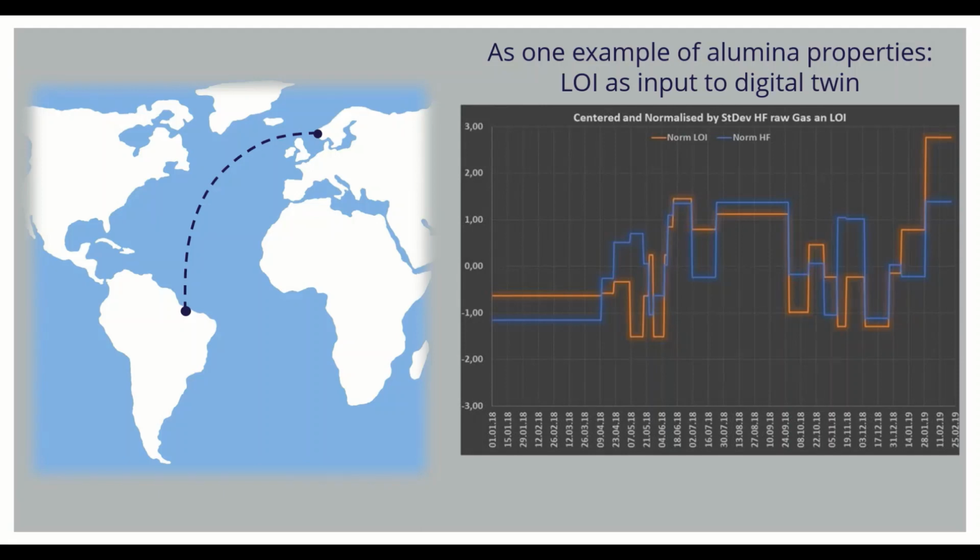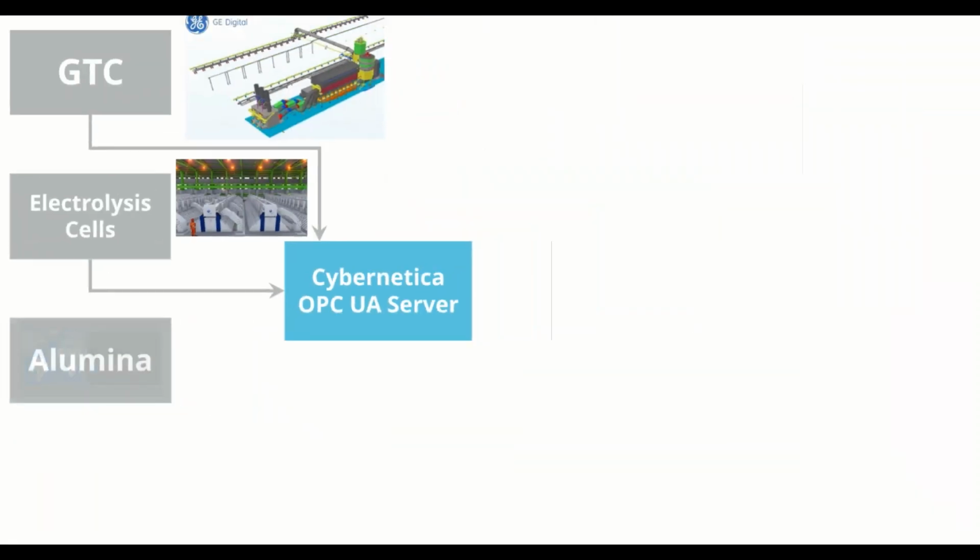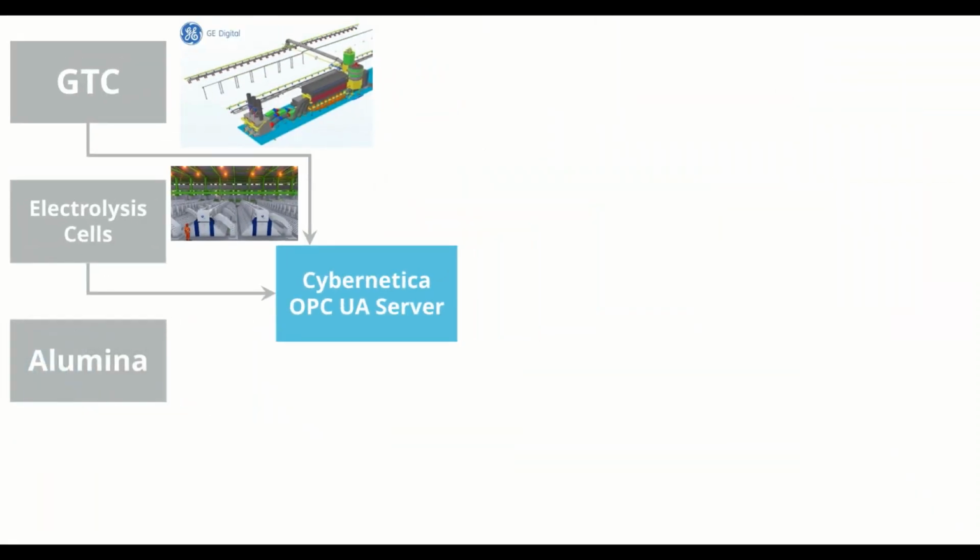An example property on the alumina certificate is the LOI, which stands for loss on ignition. The LOI, shown in orange, is correlated with the fluoride emissions, shown in blue. The LOI is therefore a predictive factor for how much fluoride the electrolysis cells are expected to lose when the alumina eventually reaches the pot room. This certificate data is passed to the server to be used by the digital twin.